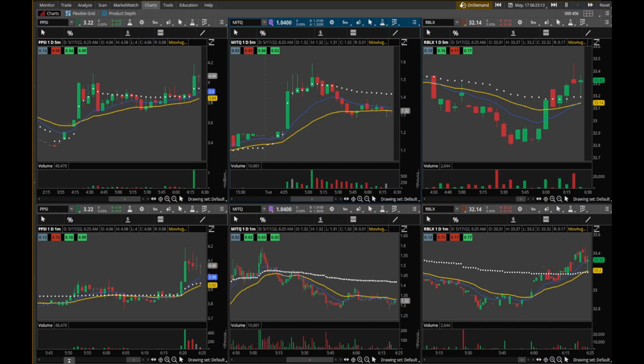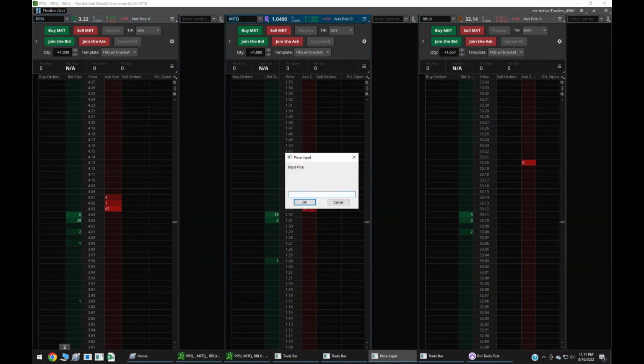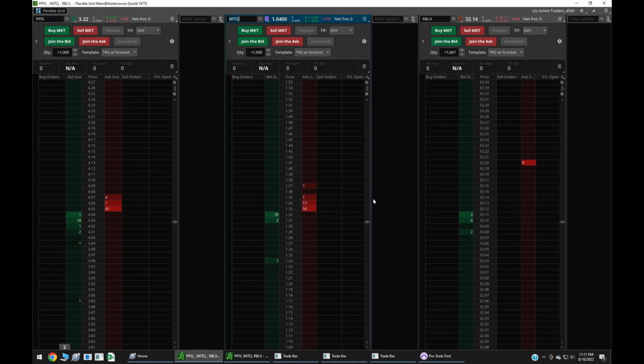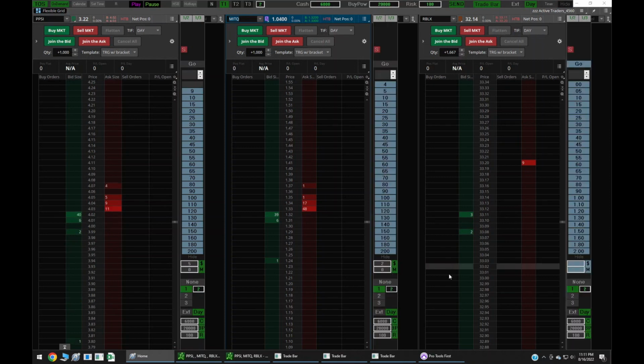So these are the stocks: PPSI, MITQ, and RBLX. The first thing I'm going to do is look at the highs and see, hey, we're at 4.20. So I'm going to set my margins. This will be $5. This will be $2, and I'm going to set this one at $34. So let's go down here so we can see this. $5. I've already set this one. This one is going to be $2, and I have to go up here and click show so that these stay on top. And $34. Okay.